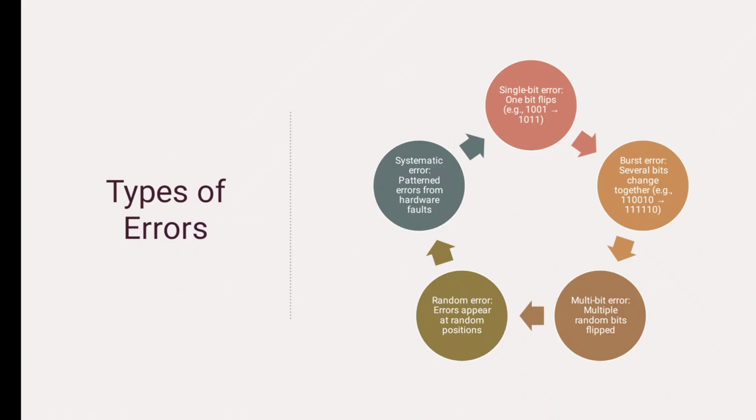The third one is multi-bit error. The multi-bit errors means several bits are changed but in different random positions. And the fourth one is random errors. The random errors occur unpredictably. And the last one is systematic errors. These errors can happen due to some hardware faults and follow a pattern.